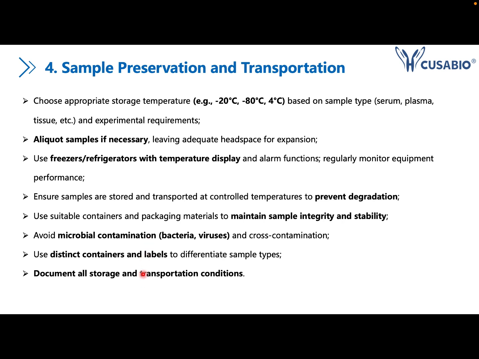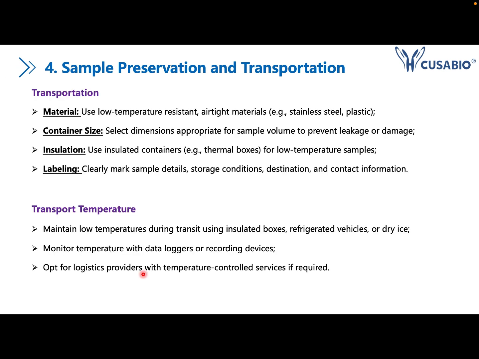And also the last two are also about transportation, like distinct containers and labels can help you to differentiate the sample types. And please document all the storage and the transportation conditions. This will help you to make a very good record. So the summary here: when you do the transportation, 4 things that you need to be careful about are the materials, container size and insulation, and labeling.